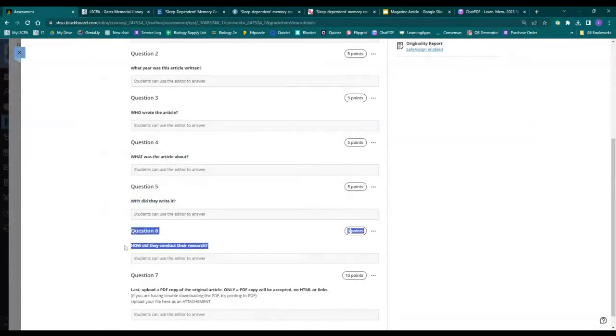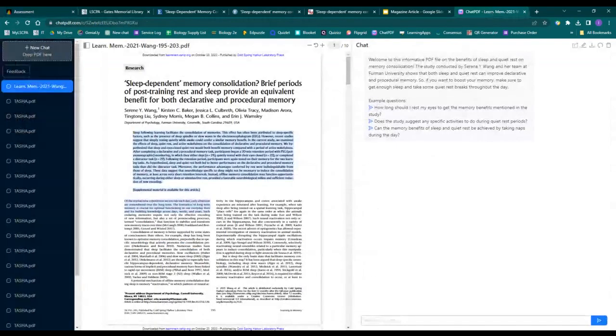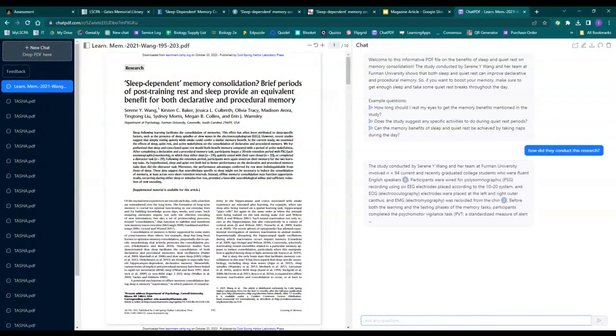The last one, how did they conduct their research? This is what you're going to find in the methods section. I need 2 to 3 very well-developed sentences for question number 6. The better job you do on question number 6 in checkpoint 1, the easier it will be to do checkpoint 2. So I'm going to ask them, how did they conduct the research?